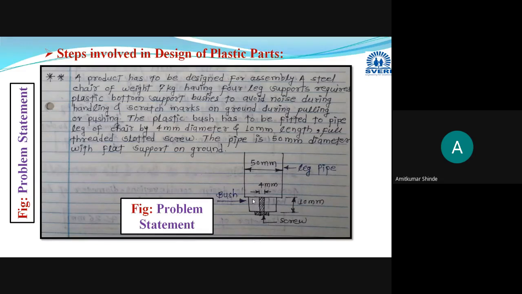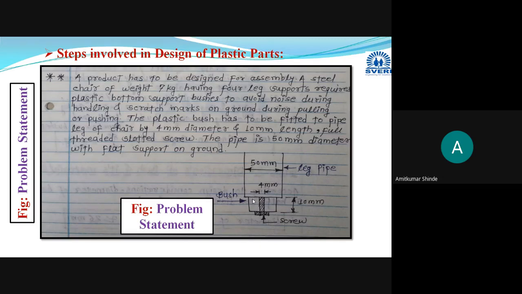Then you have to calculate how much load will act on a single bush. As four legs are there, we are going to provide four bushes, and you have to calculate how much load will act on a single bush. And some considerations you have to do, and that will be your second stage.